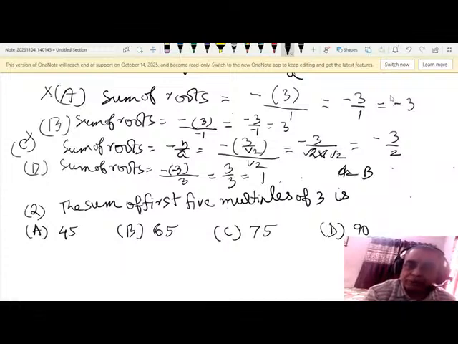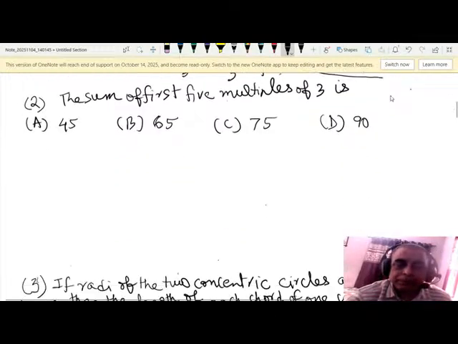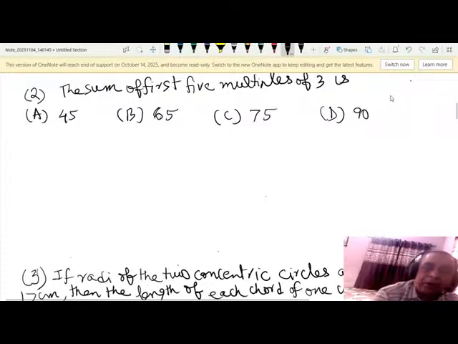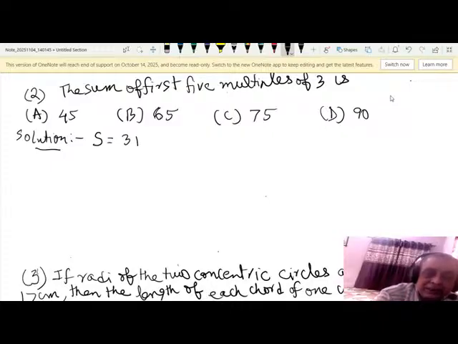Now we are moving to sum number 2. Here it is asking the sum of the first 5 multiples of 3. So here the sequence is an AP series. The sum will be what? 3 plus 6 plus 9 plus 12 plus 15. So this is an AP series.